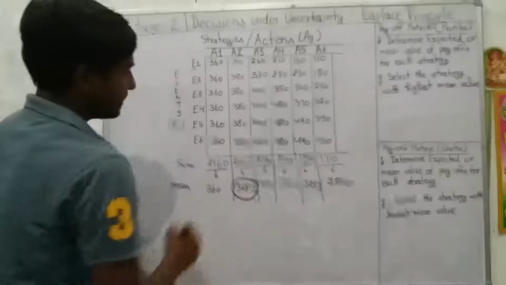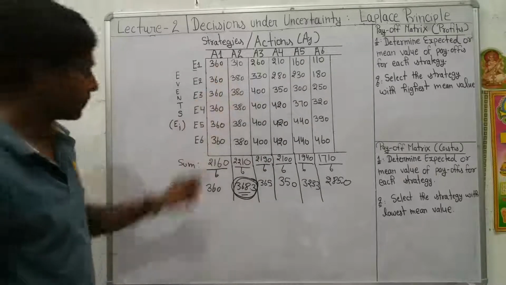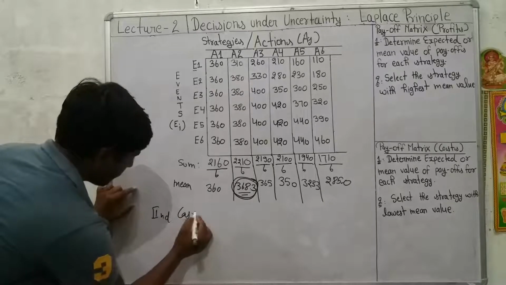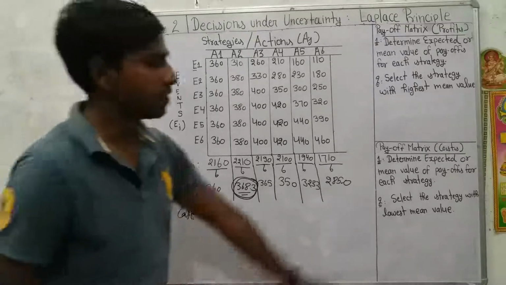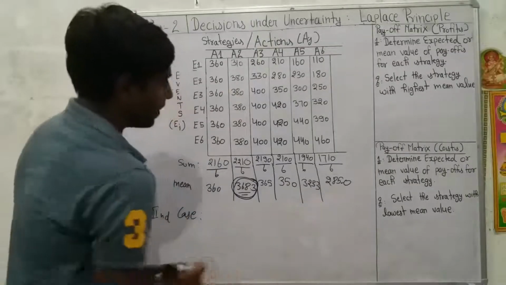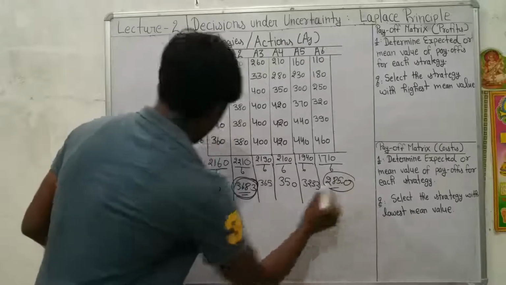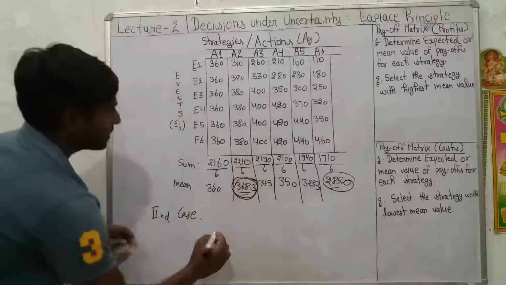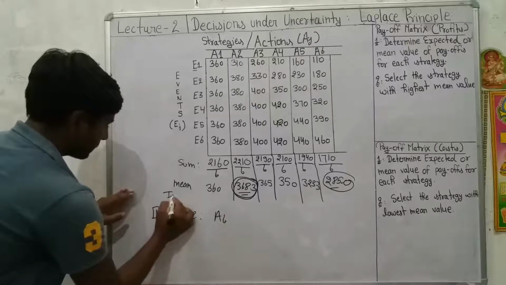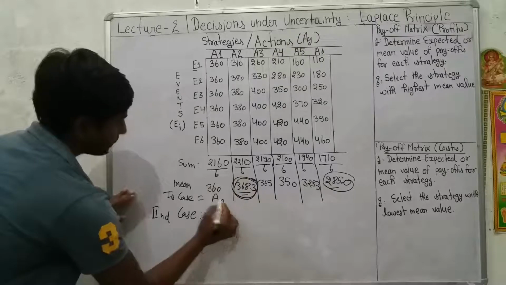So in the first case, the optimal strategy would be action 2. And in the second case, when the information is given in terms of cost, the answer would be the minimum of these mean values. So the minimum is 285. So in the second case, the optimal strategy would be A6. And in the first case, the optimal strategy would be A2.